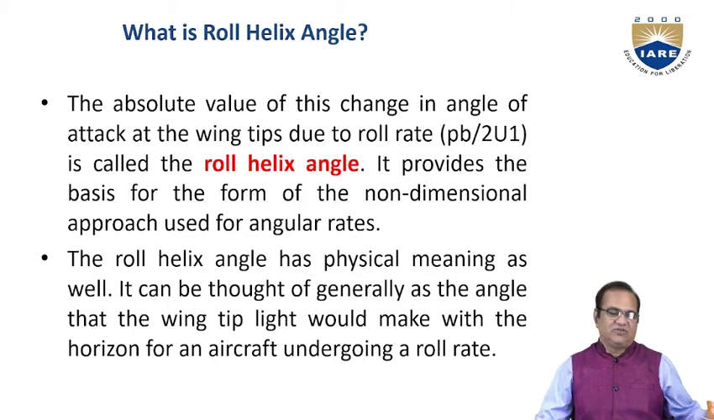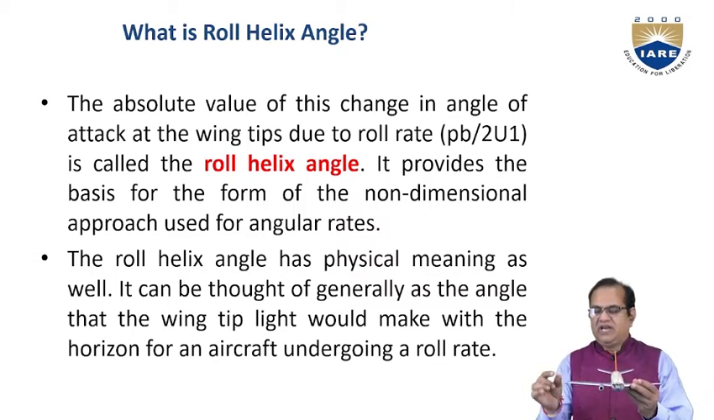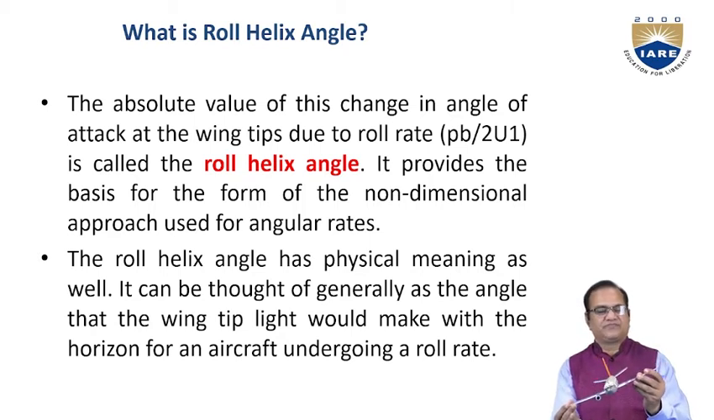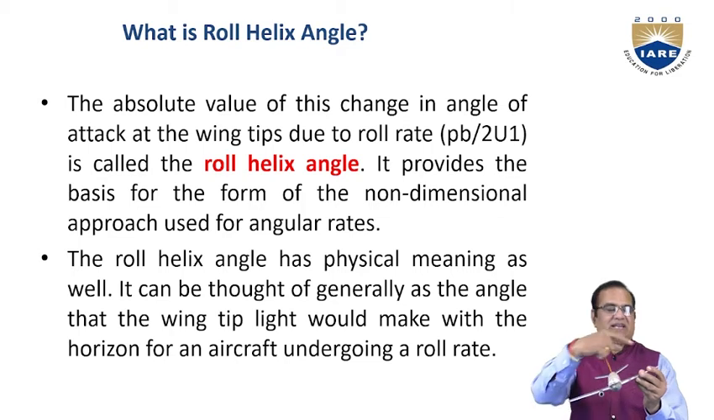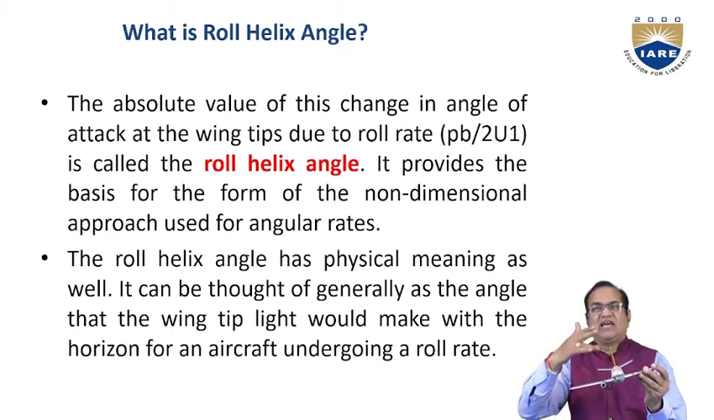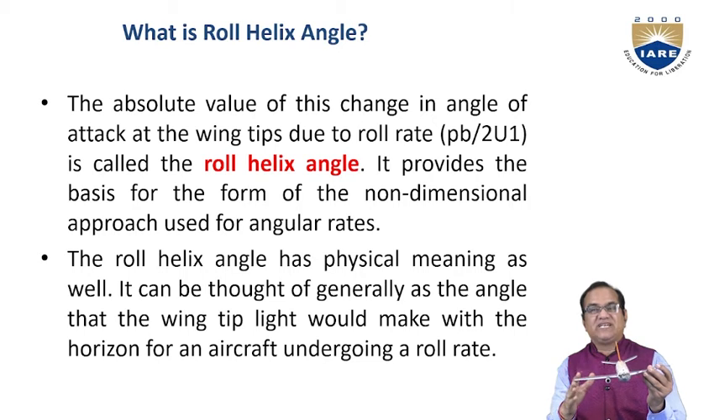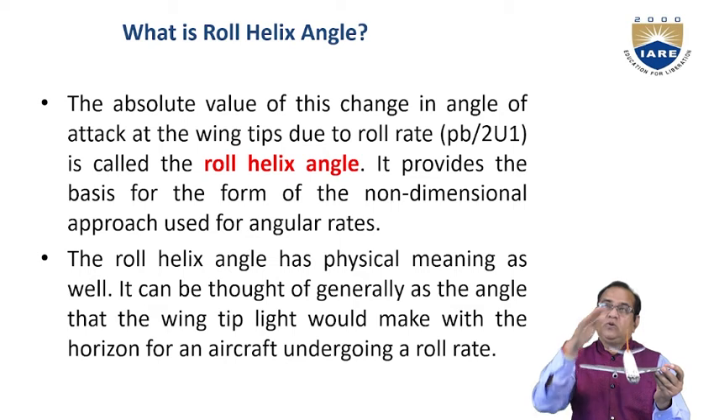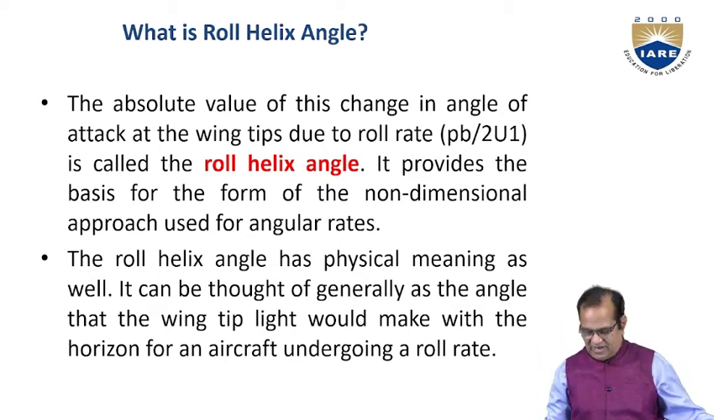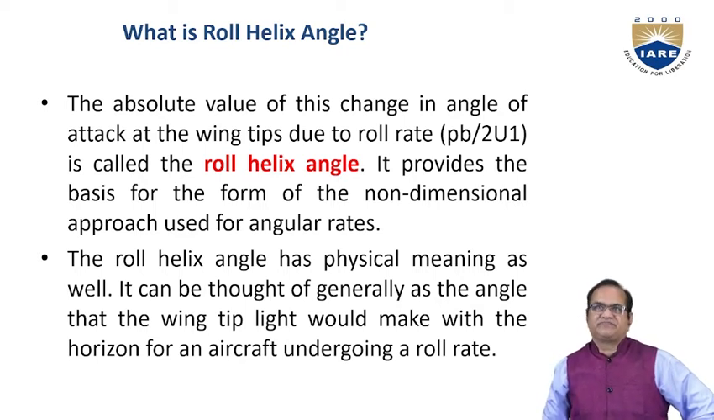Very nice. Just see what the meaning is. All aircraft are equipped with a red or green light on the right side and the left side. If the aircraft is rolling like this, the red light and this green light will make an angle. So this roll helix angle represents a new location of the wing tip. At night, you can see how much angle your aircraft is making during the roll. That is the importance of the roll helix angle in this case.